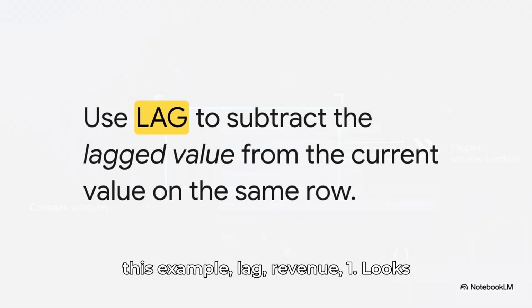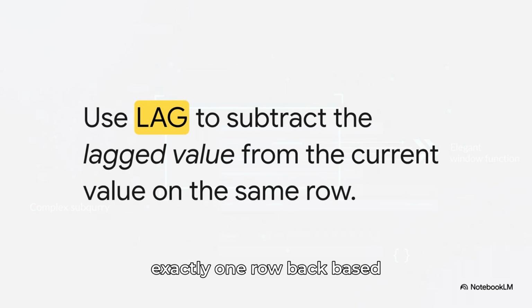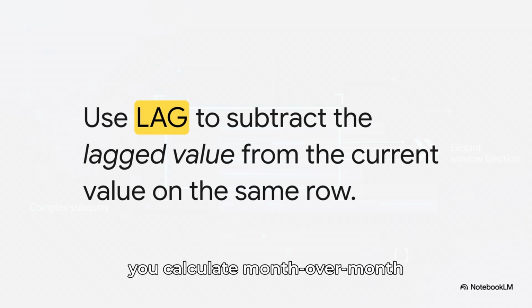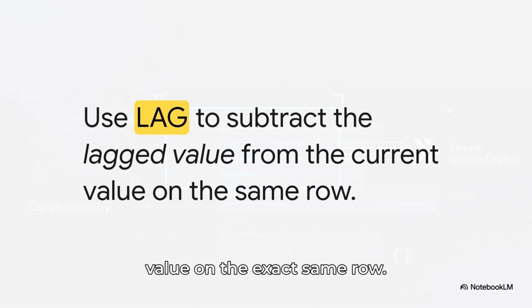So looking at this example, LAG(revenue, 1) looks exactly one row back based on the chronological order of the months. In financial data analysis, this is exactly how you calculate month-over-month growth or how you quickly spot sudden transaction spikes. You're just subtracting the lagged value from the current value on the exact same row. It is fast and it is incredibly readable right inside your workbench.